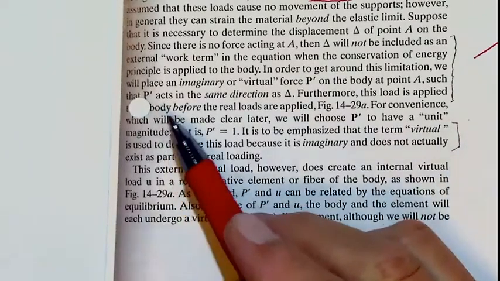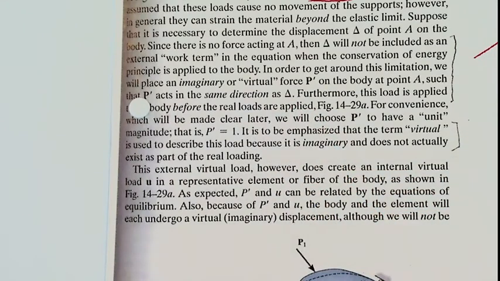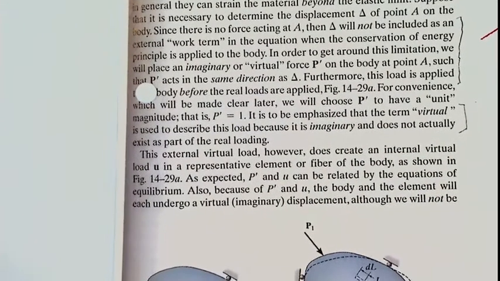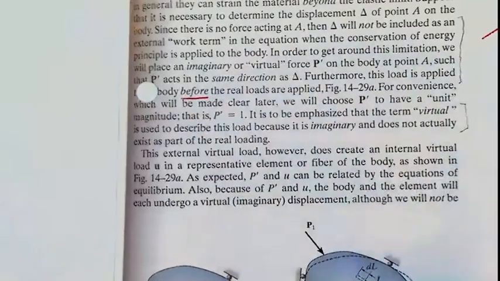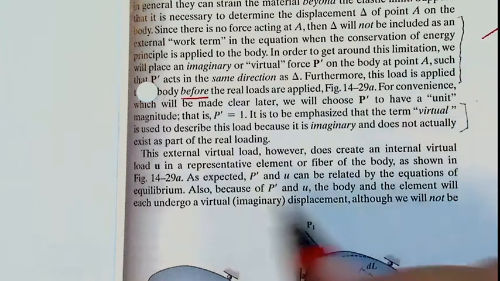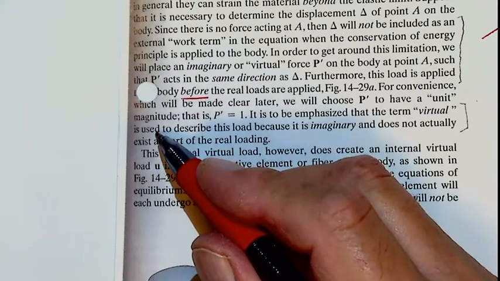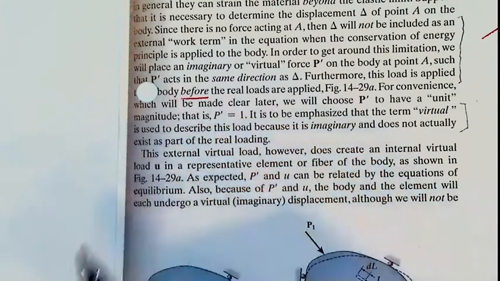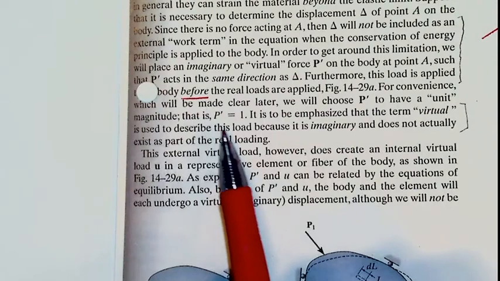Such that P prime acts in the same direction as delta. Furthermore, this load is applied to the body before the real loads are applied. For convenience, which will be made clear later, we will choose P prime to have a unit magnitude. If I'm imagining something, I can also imagine that it has value 1. Why? Because it will be easy to get rid of something that is 1. That is P prime equals 1.